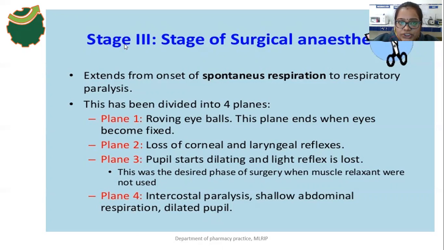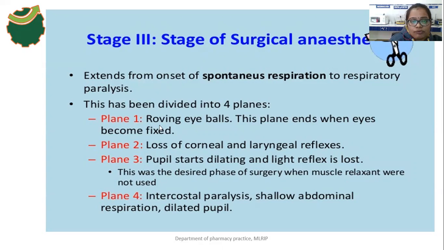Okay, so this one is stage 3. Stage 3 is also known as what? It is the stage of surgical anesthesia. It extends from the onset of spontaneous respiration to the respiratory paralysis. So it is divided into 4 planes. In the first plane, the movement of eyeball is there. In the second plane, there is a loss of corneal reflexes and a loss of laryngeal reflexes. In plane 3, the pupil starts dilating and the light reflex is lost. So this is the best time, the desired phase of the surgery. And in plane 4, paralysis occurs at the intercostal muscles and at the diaphragm region. So slowly the respiration rate also decreases.